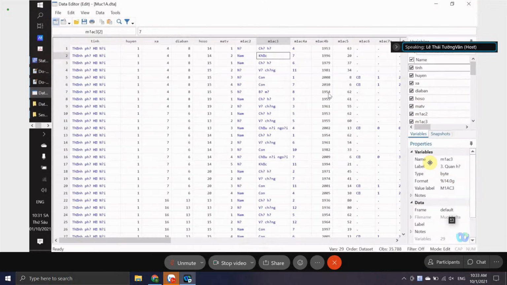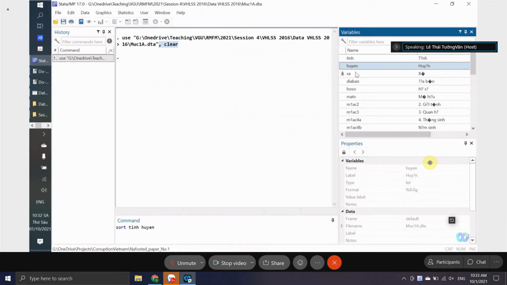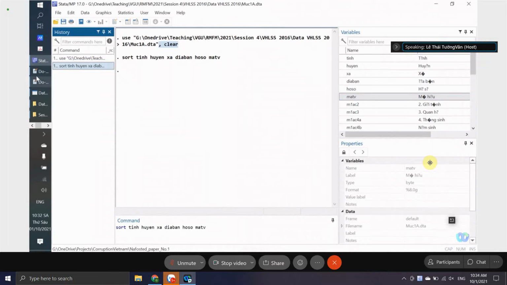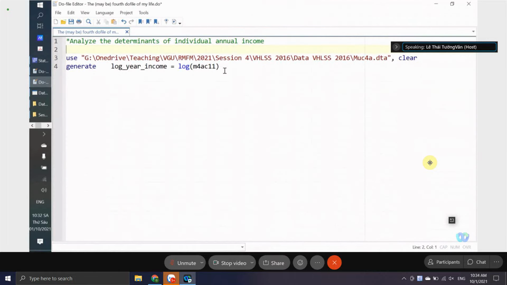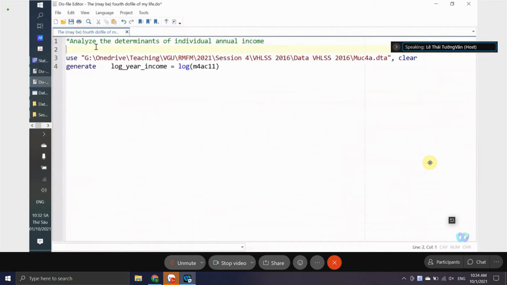Now, if you want to see how systematic the information is recorded, a very useful command is to type sort tỉnh, huyện, xã, địa bàn, hộ số, mã thành viên. If you run this command, you paste it into your do file. Now I will copy both commands and paste them into my do file. Right? This is what I would have.